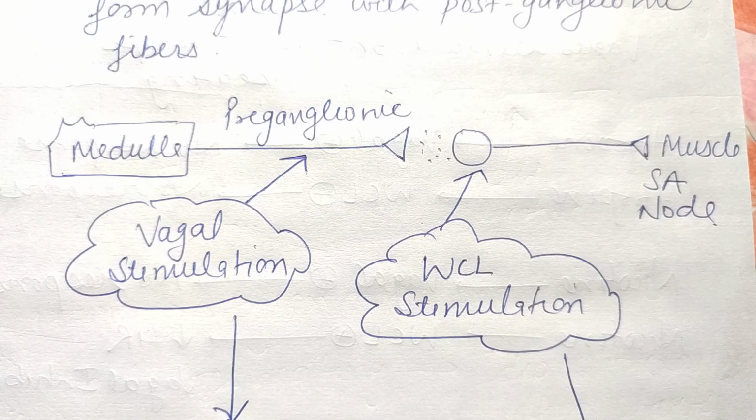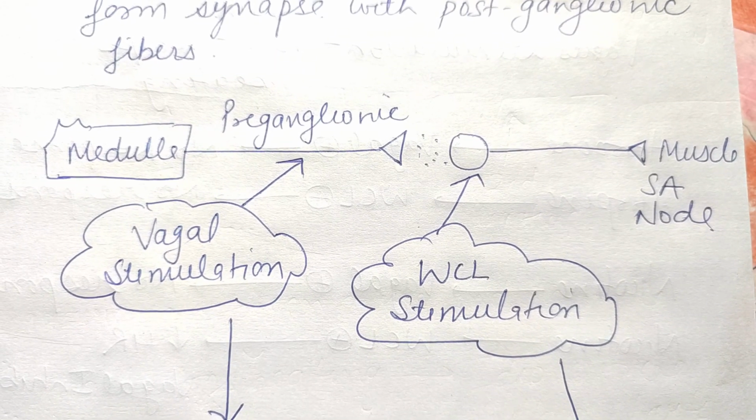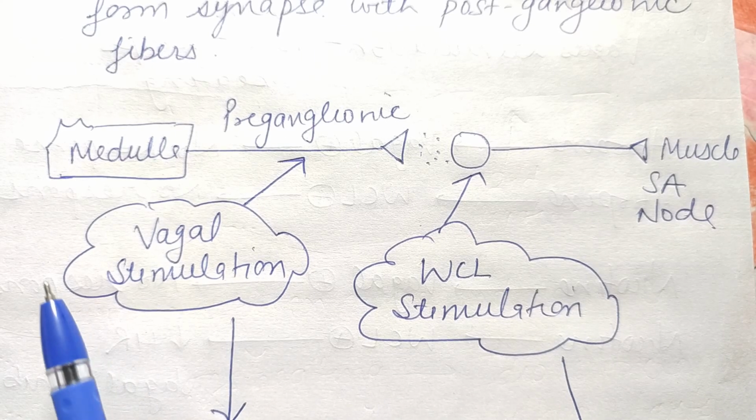So this is the last experiment showing the cardiac muscle, some vagal stimulation, WCL stimulation and some variables we'll see. We have seen in the last video the properties of cardiac muscle. We'll see now what happens if we stimulate the vagus or WCL. This experiment is really important in viva questions in your practical exam, so you have to understand this point.